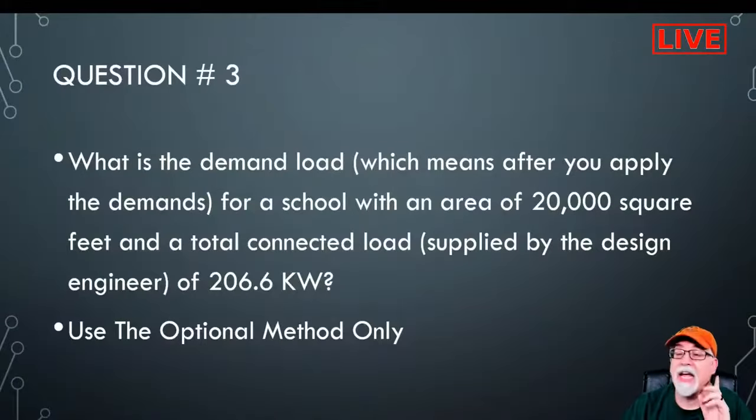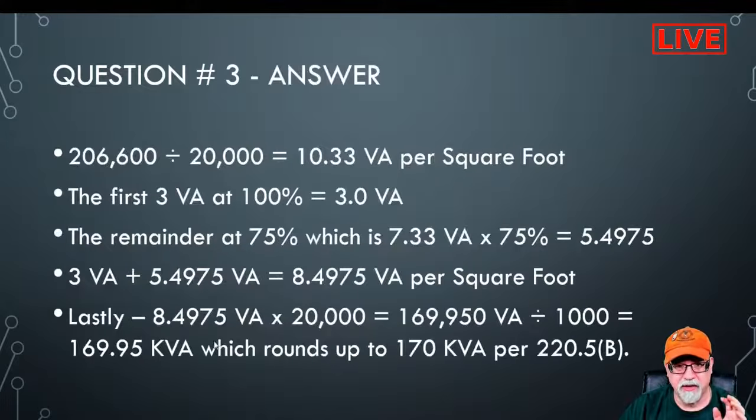That's important. And again, school questions, whether you ever wire a school, they seem to always appear on exams for some reason. So remember what we said. We had 206,600 kW, and we had a square footage of 20,000. So the first thing you do is take that kW, divide it into the square feet so that we can get a VA per square foot.